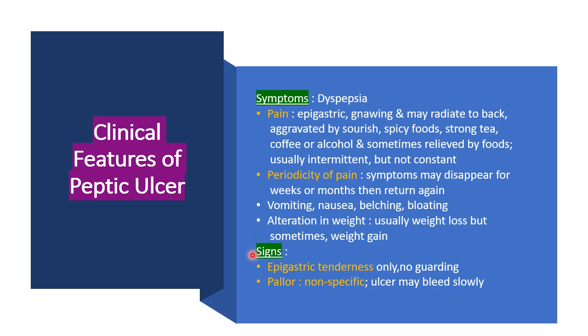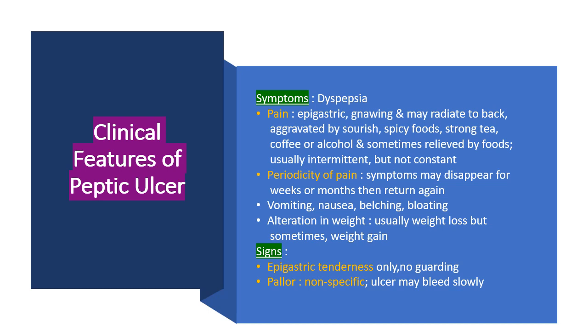The sign of peptic ulcer is basically epigastric tenderness. There is no guarding; rarely there is guarding. If there is guarding, then you must think of perforated peptic ulcer. Pallor may also be present, as slow bleeding may cause pallor in the patient.